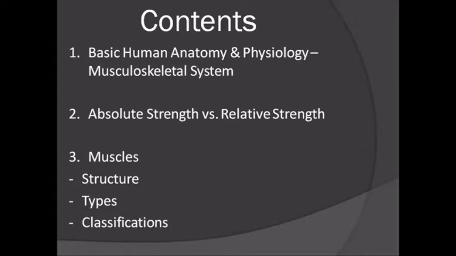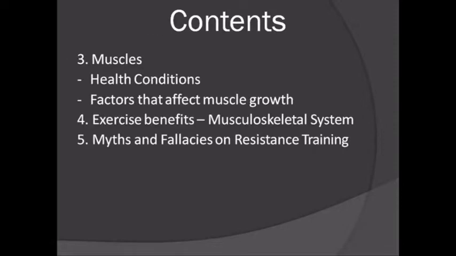The contents are, first, the basic human anatomy and physiology of the musculoskeletal system. Second, absolute strength versus relative strength. Third, the muscles: the structure, types, classifications, health conditions, and factors that affect muscle growth. And number four, exercise benefits to the musculoskeletal system and the myths and fallacies on resistance training.